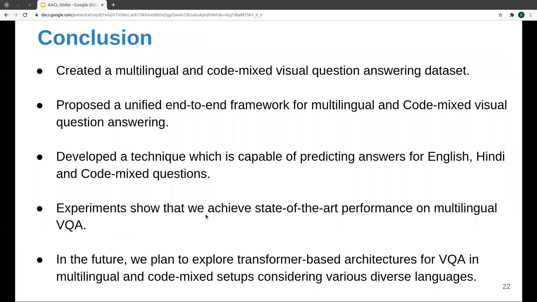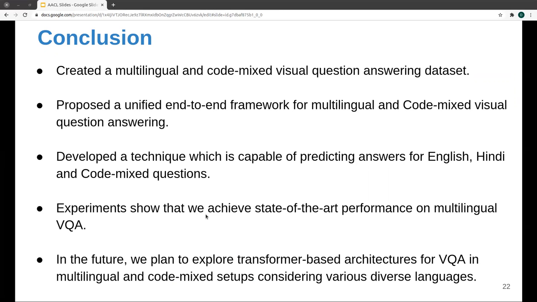English or code mix. Concluding, we create a linguistically driven Hindi and English-Hindi code mix visual question answering dataset. To the best of our knowledge, this is the very first attempt in this direction. We propose a unified neural model for multilingual and code mix visual question answering, which can predict the answer to a multilingual or code mix question.